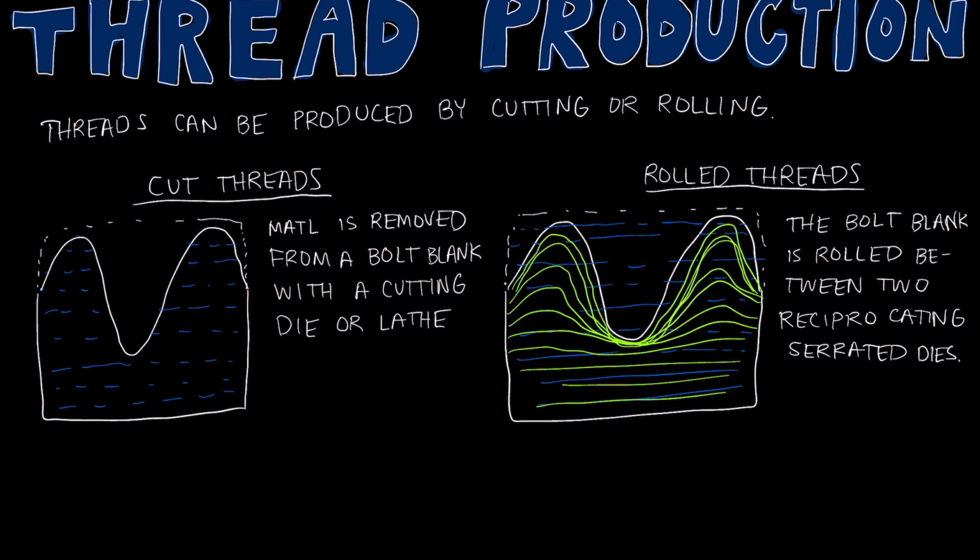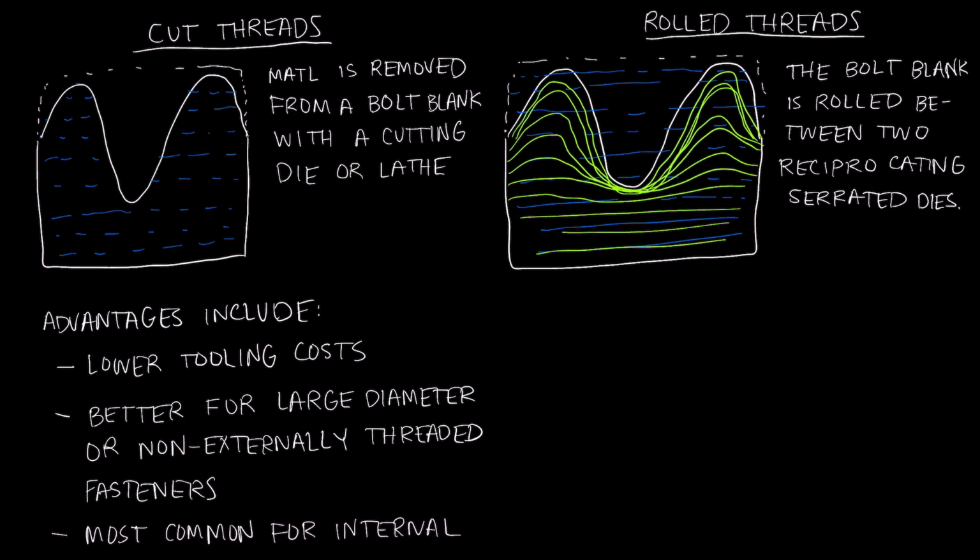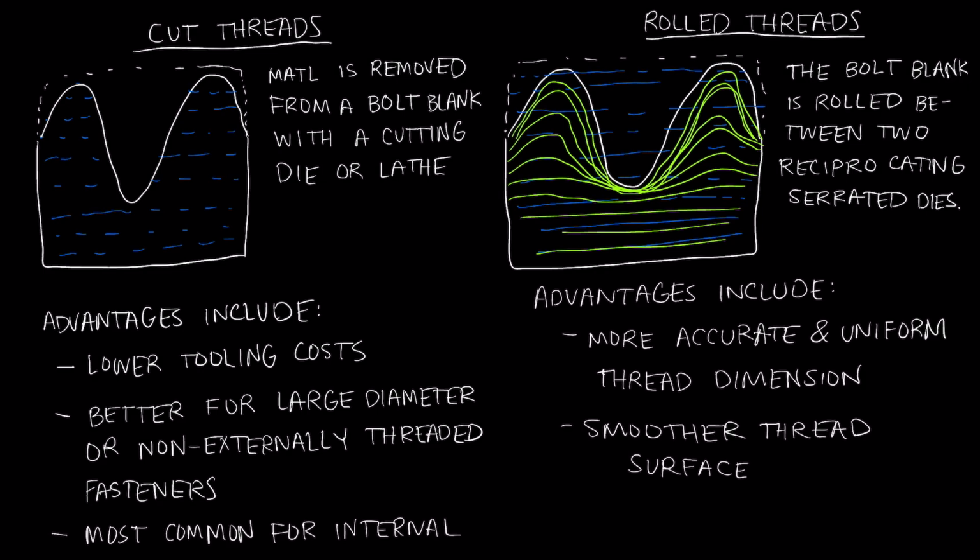There are some advantages of cut threads too. Let's write out the advantages of each and then compare the two. Okay, so let's look at the cut threads' advantages. First off, we have lower tooling costs, right? Because we only need a cutting die or a lathe. If you're making your own non-standard size fastener, you probably will be able to find a lathe in your machine shop that can help you do that.